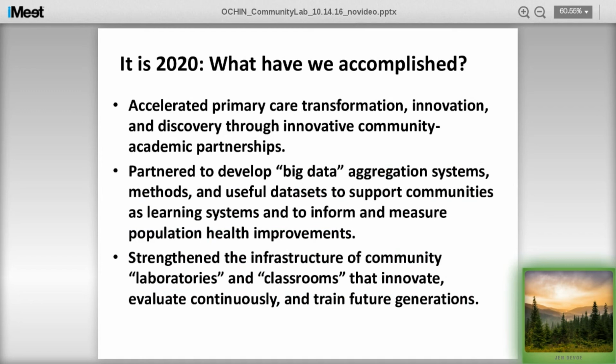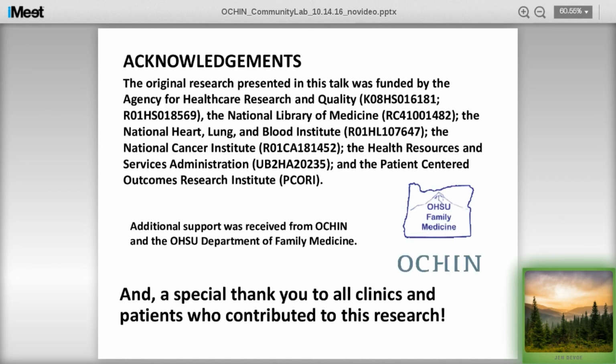So we talk about, in 2020, which is not very far away, what have we accomplished if we continue to move in this innovative way? Well, we'd like to say that we've accelerated primary care transformation, innovation, and discovery through the innovative community academic partnerships we've outlined and we've begun to demonstrate. We've partnered to develop big data aggregation systems, methods, and useful data sets to support communities as learning systems and to inform and measure population health improvements. And we've strengthened the infrastructure of community laboratories and classrooms that innovate, evaluate continuously, and train future generations.